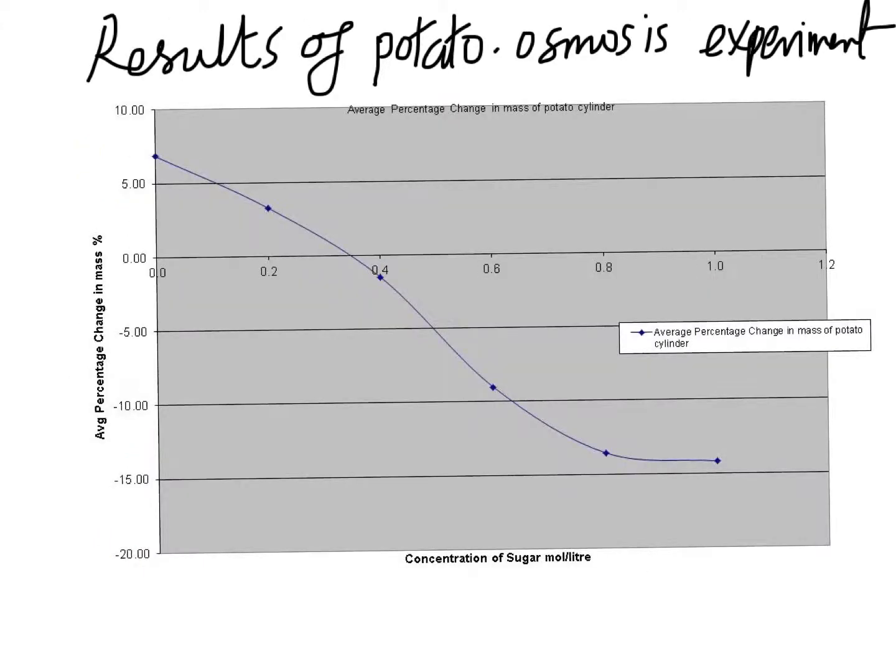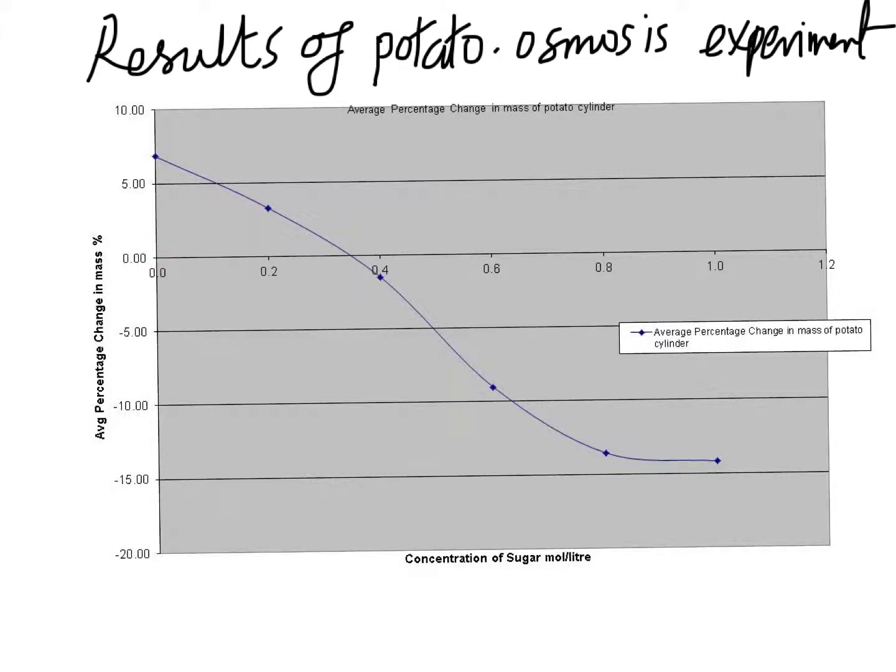Here is the result of the experiment that has been described so far. What you have here is the concentration increasing along this axis, concentration of sugar solution in the beaker, and what this shows is the change in mass of the potato cylinder. Now you can see the potato cylinder has increased in mass when it is in a dilute solution, which means when it's placed in a higher water concentration.